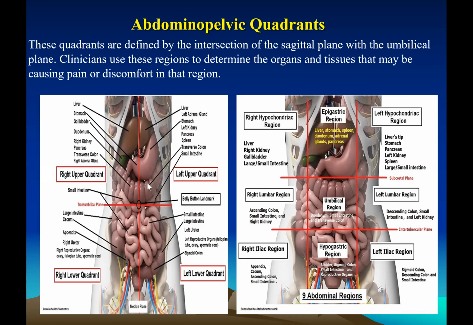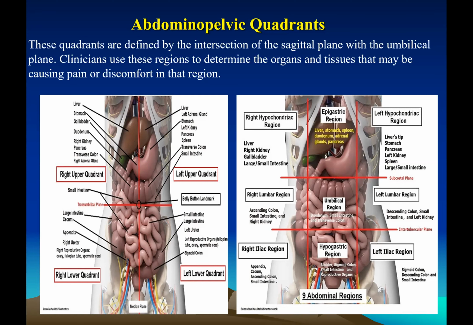You have to know the quadrants, and you also have to know the different organs that are found in the different quadrants. In the right upper quadrant, we have the liver, parts of the stomach, duodenum, your right kidney, your transverse colon, and the adrenal gland.